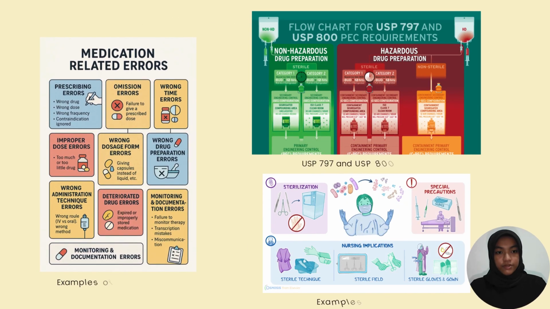The first image illustrates common medication errors as I mentioned in the previous slide. For example, wrong dose, wrong drug, and incorrect preparation. This may occur due to poor training or lack of competency. Next, the USP 797 and 800 standards image emphasizes the role of regulatory guidelines in preventing these errors and ensuring safe sterile compounding practices. I'll not be explaining in detail about these two USPs since it is too complex.